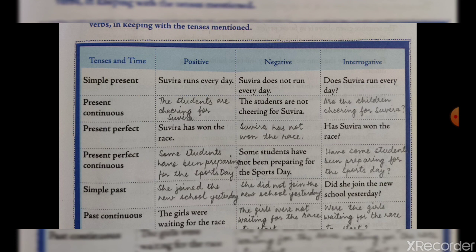In present perfect continuous, the negative sentence is some students have not been preparing for the sports day. So what will be the positive sentence? Some students have been preparing for the sports day. We just have to remove not, and the sentence will be as it is. And what will be the interrogative sentence? Have some students been preparing for the sports day.